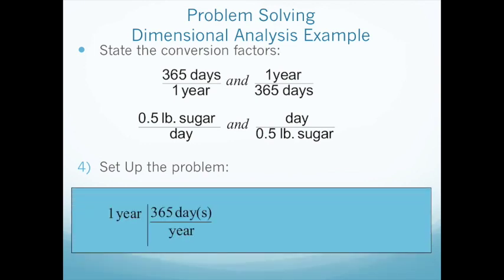So you have 1 year. There are 365 days in a year. The years cancel. You have 1/2 pound of sugar in a day. The days cancel because of the rules of division. So now you have 1 times 365 times 0.5, which equals 183 pounds of sugar.